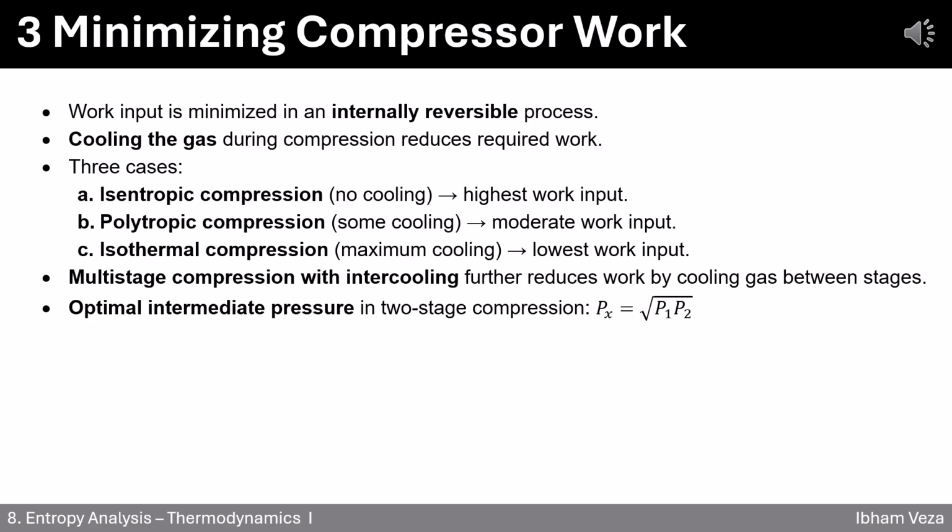The practical takeaway is that if you want to make compressors more efficient, you can use multi-stage compression with intercooling. This means you cool the gas between stages, which reduces the total work needed. And for two-stage compression, there's even a shortcut formula. The optimal intermediate pressure is simply the square root of the product of the inlet and outlet pressures. This keeps your system balanced and your energy costs down.